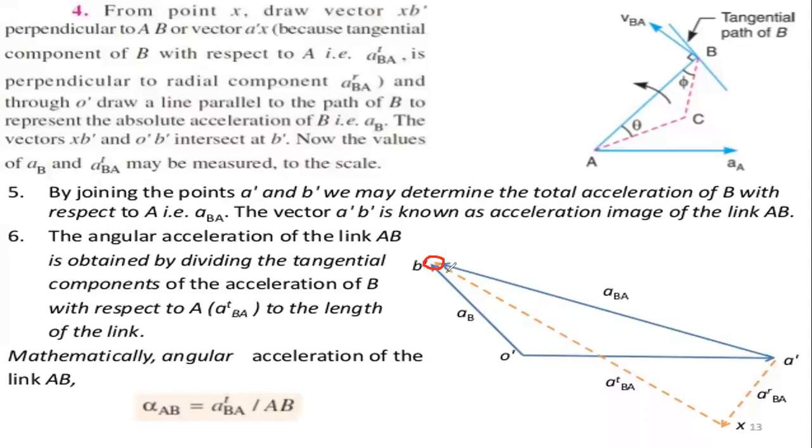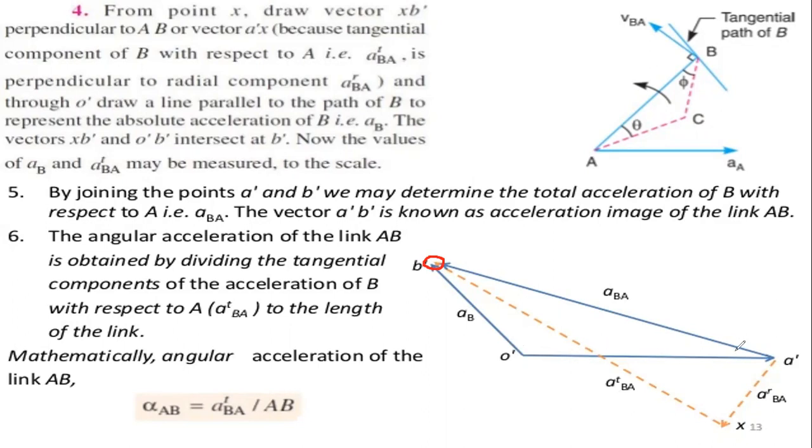Now the values of acceleration of B and tangential acceleration of B with respect to A may be measured. So in this way we can measure these two values also. In the dotted lines we took the point B dash from X, and next we can generate O dash B dash also. So we can calculate the measure of both. Now the values of AB and tangential acceleration of BA may be measured to the scale.